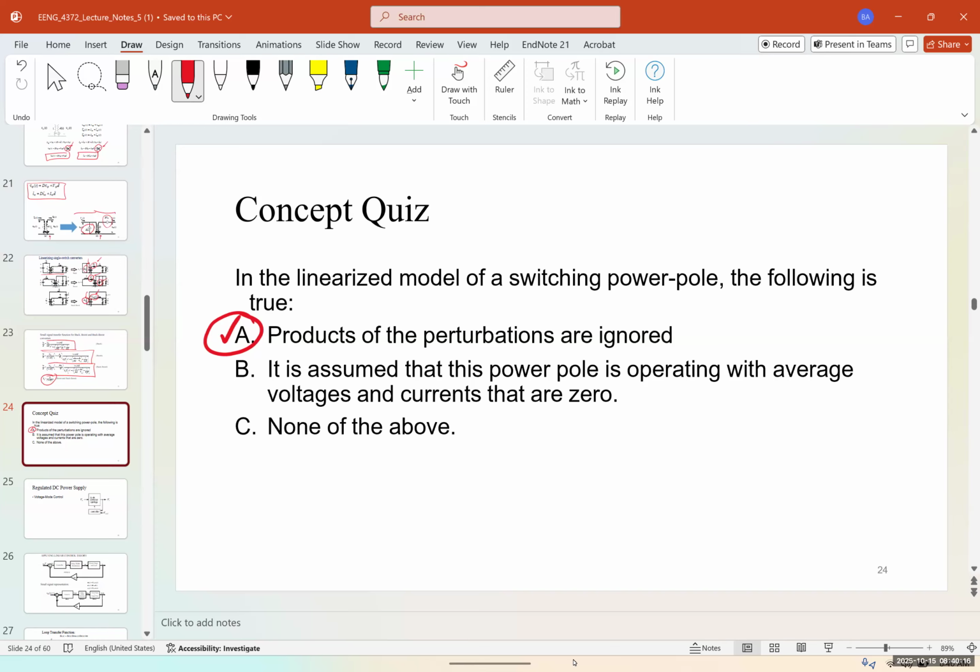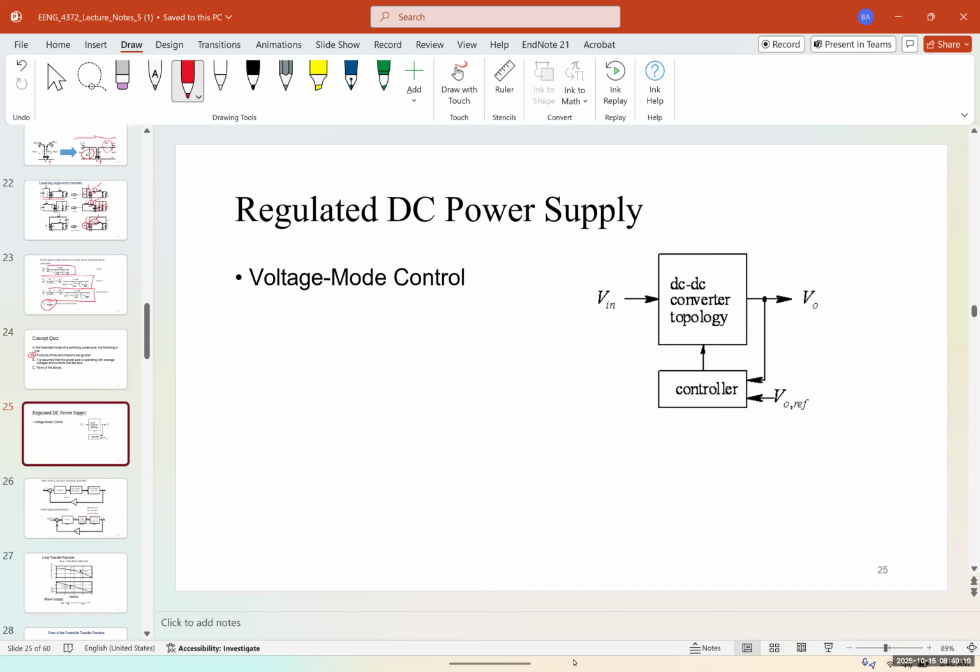Now for a regulated DC power supply, we have different types of control systems. We have the voltage mode control and we have the current mode control. And we're going to start with the voltage mode control. The voltage mode control topology looks like this. We have a DC to DC converter topology. We have the voltage measured at the output given as input to the controller, and also the reference voltage added to that to make a decision in the controller and feed it back to the system.